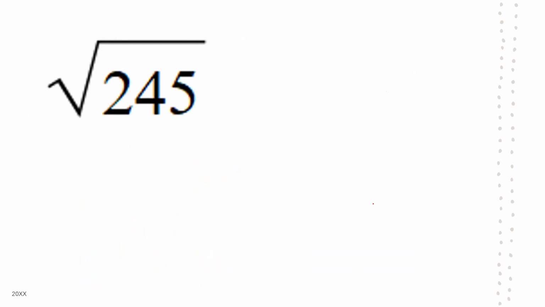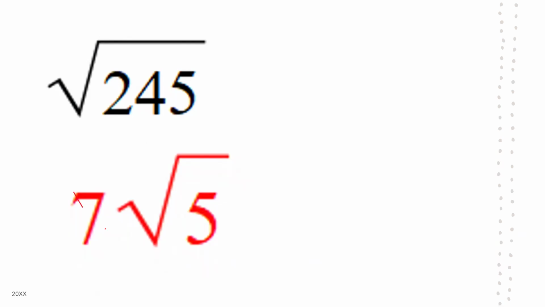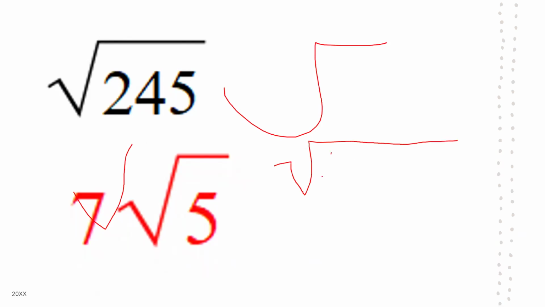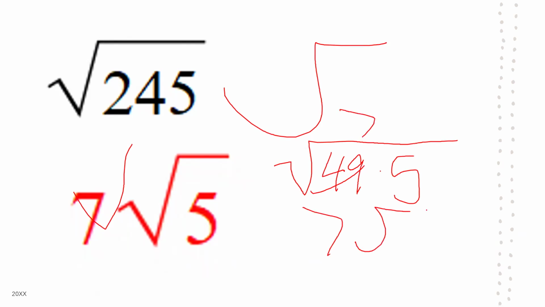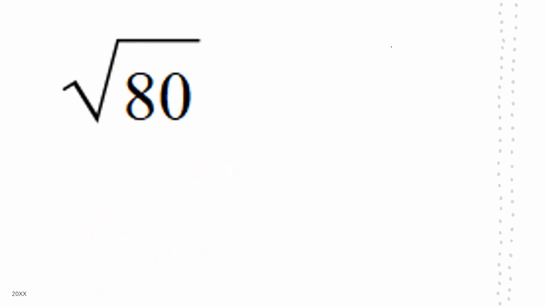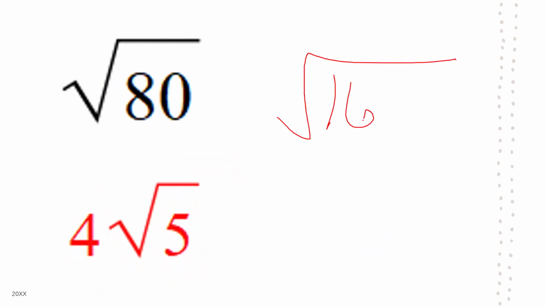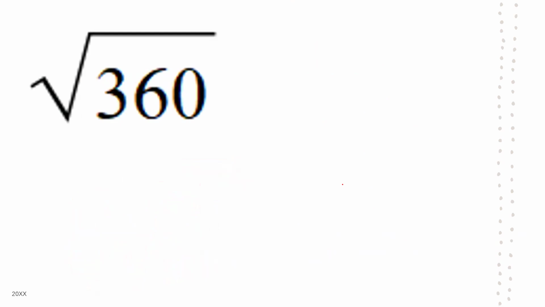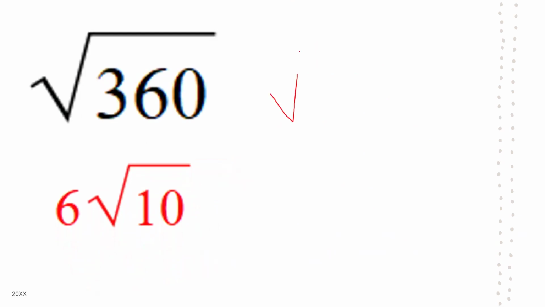Pause the video, try the example. 3, 2, 1. Ooh, this ended up being 49 times 5. Sorry, I don't need any comments on how ugly my writing is. Got it. 7 square roots of 5. Here we go. So that was 16 and 5. Sorry, I didn't say pause the video. It is what it is. Go ahead, pause the video. Put this in. 3, 2, 1. You end up with 6 square roots of 10 because you have 36 times 10.